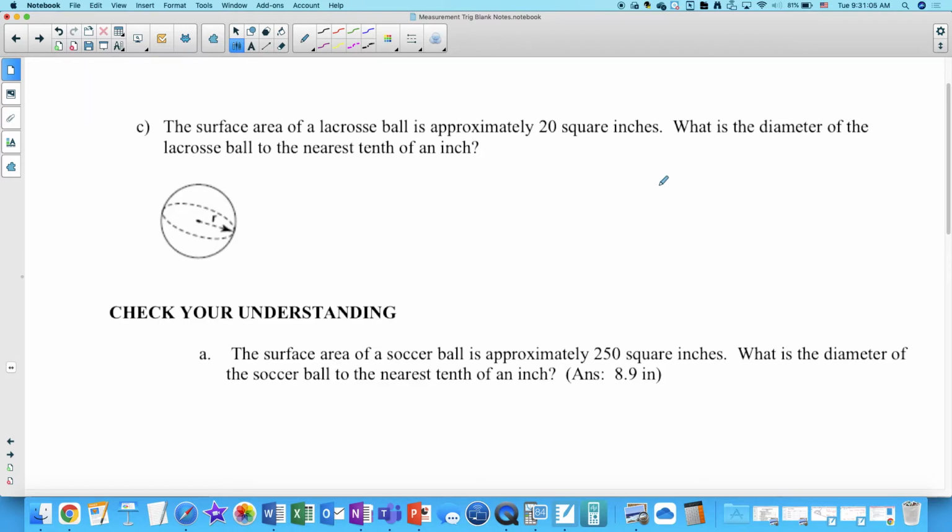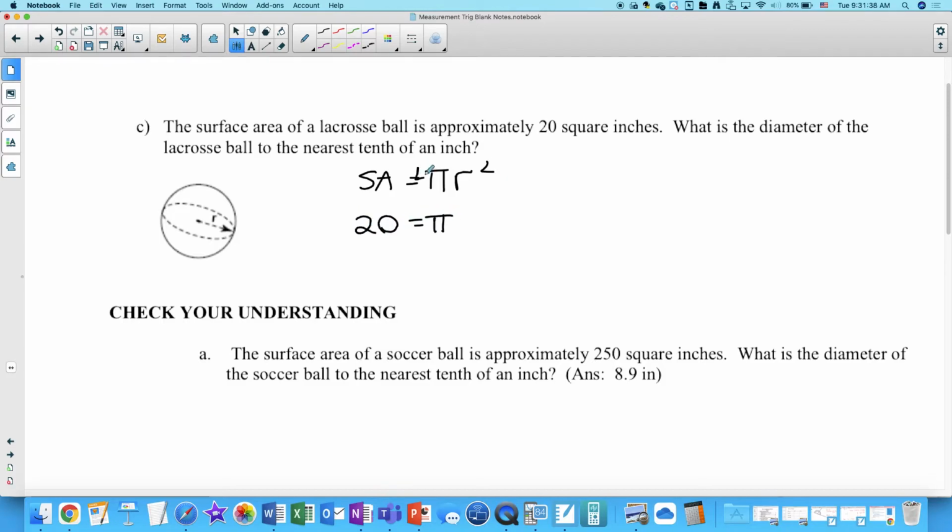Okay, now we're being asked for the diameter of this ball, but if we could figure out the radius, we can very easily get the diameter. So that's going to be sort of our plan of action. Let's fill in what we know. Here there are only two unknowns, the surface area and the radius, and we know the surface area. So we'll put this in as 20 equals 4 pi. That's my bad. I copied the equation down wrong. 4 pi r squared.